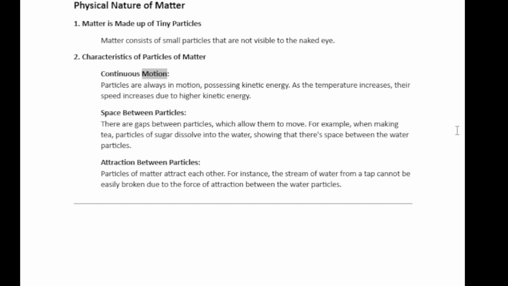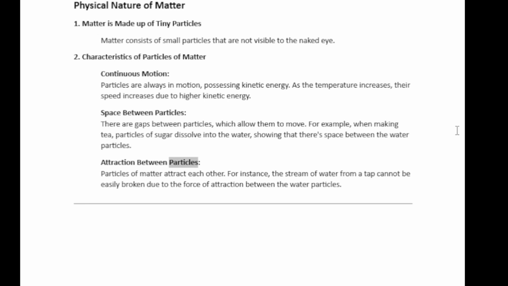Continuous motion. Particles are always in motion, possessing kinetic energy. As the temperature increases, their speed increases due to higher kinetic energy. Space between particles. There are gaps between particles, which allow them to move. For example, when making tea, particles of sugar dissolve into the water, showing that there's space between the water particles.